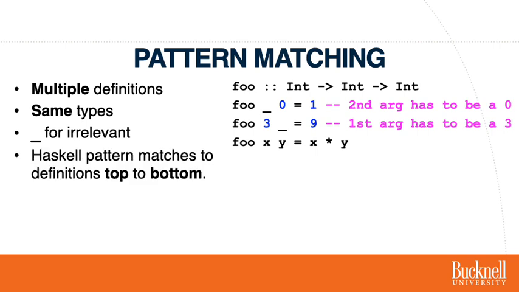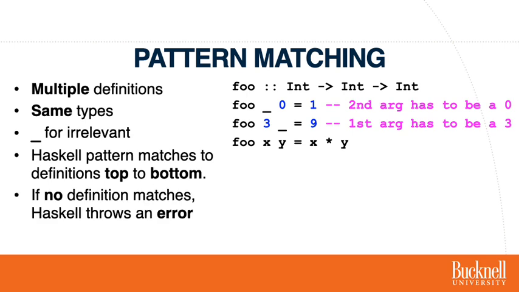Haskell pattern matches to definitions going from top to bottom. First, Haskell will check to see if the second argument is 0. If it is, it'll use the first definition. Then, Haskell will check to see if the first argument is 3. If it is, it'll use the second definition. Lastly, it will use the third definition if the first 2 definitions don't pattern match.